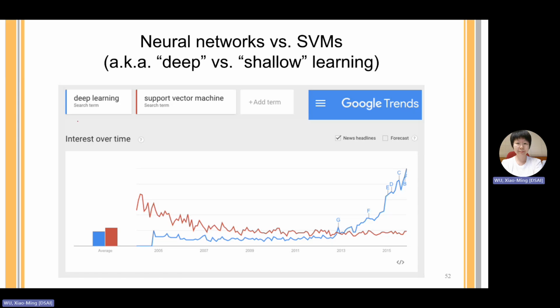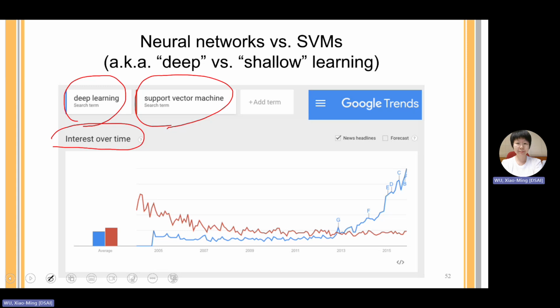You can see, well, this is deep learning. The blue curve represents interest in deep learning, and the red curve represents interest in support vector machines. What can you see? What can you observe on this graph? Interest over time.